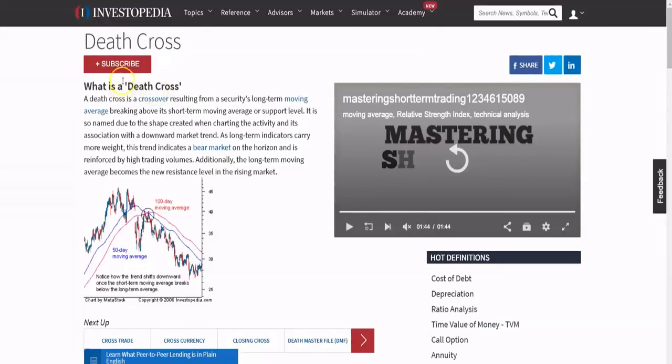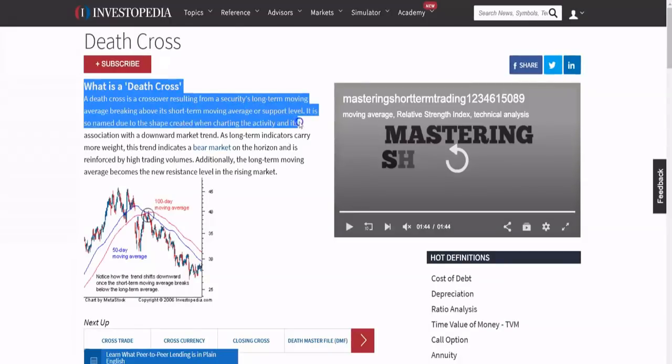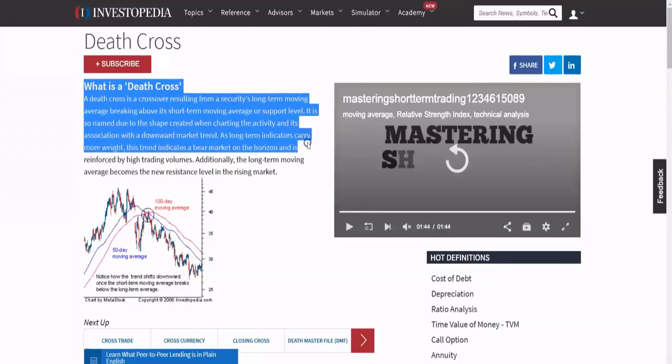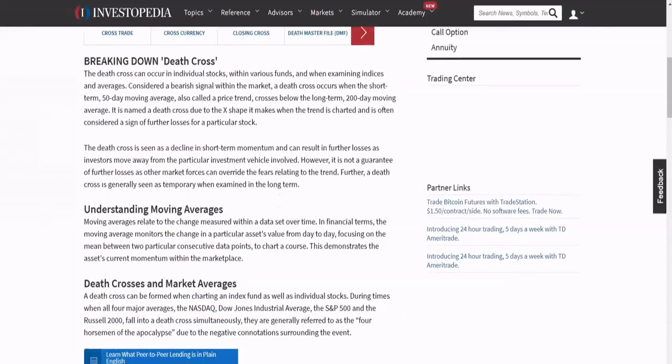So a death cross, as described by Investopedia, is a crossover resulting from a security's long-term moving average breaking above its short-term moving average or support level. It is so named due to the shape created when charting the activity and its association with a downward market trend. As long-term indicators carry more weight, this trend indicates a bear market on the horizon and is reinforced by high trading volumes.